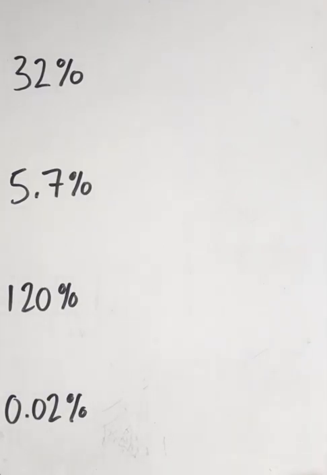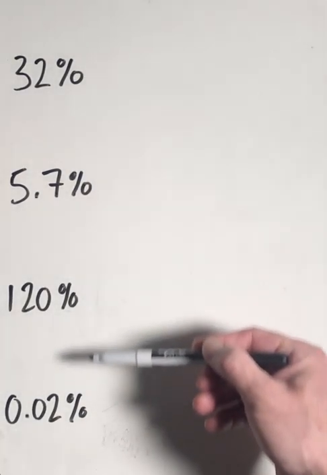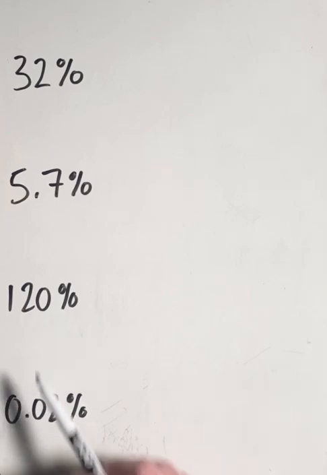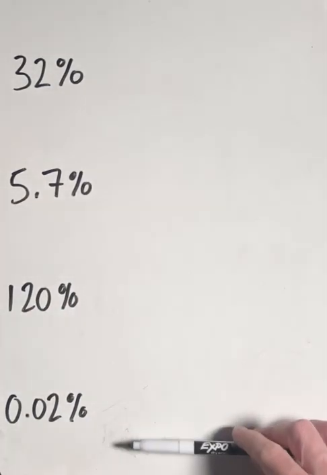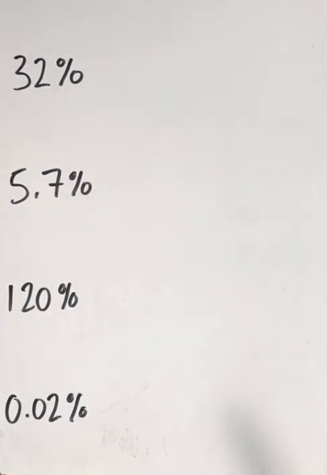It's important in our work with percents to convert between percents and decimals. So if we have the percent sign next to the number, even if it has a decimal point in it, this is considered a percent, and we're going to convert these percents to decimals.